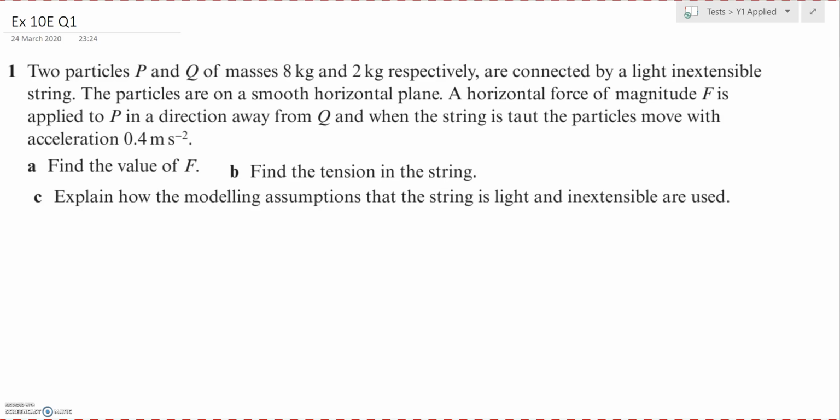So in these next set of videos, I'm going to be going through a few questions from chapter 10, exercise E and exercise F. So this is the first question in 10E.